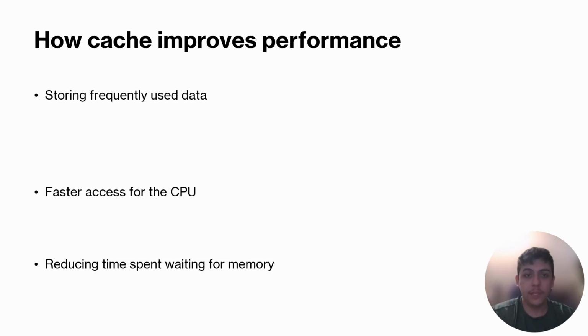Okay, next, we're going to be talking about how cache improves performance, and cache in general. Cache memory improves the system performance by storing frequently accessed data closer to the CPU. When the processor needs data, it first checks the cache. If the data is found, this is called a cache hit, and the CPU can access it quickly. If the data is not found, though, a cache miss occurs, and the processor must retrieve the information from slower main memory.